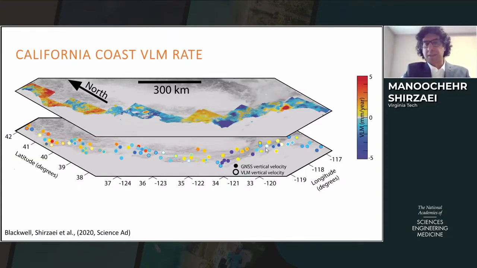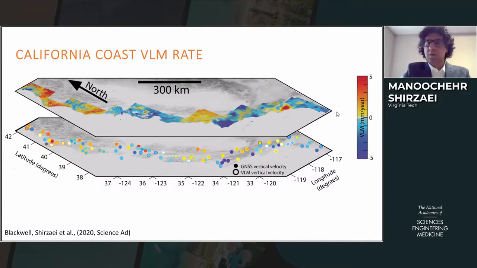Most of that disagreement is because the observation periods are different. Otherwise, where we have overlapping observation periods for GPS and InSAR, we achieve very good comparison between the two, with the standard deviation of difference less than 1 millimeter, which is remarkable.